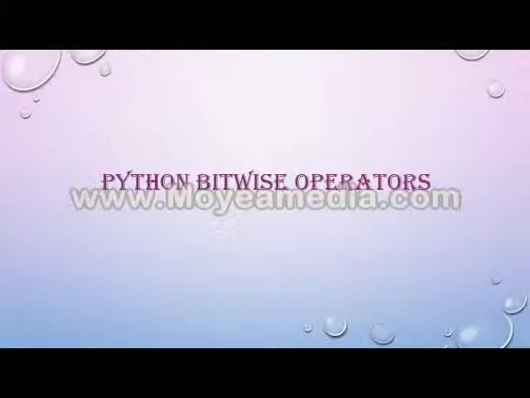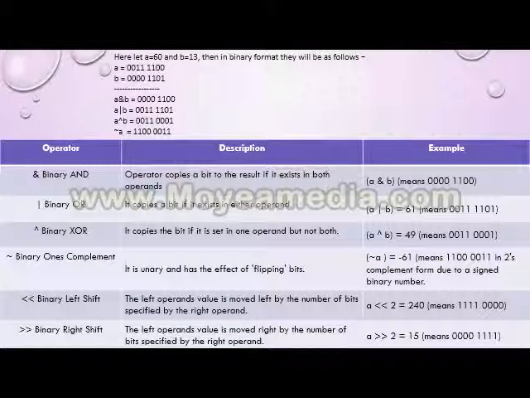Now we will see Python bitwise operators. Here let A equal 60 and B equal 13. Then in binary format they will be as follows: A is equal to 00111100 and B is equal to 00001101. Now we will discuss the bitwise operators using these two variables, initialized with 60 and 13, and their binary format is given as this.